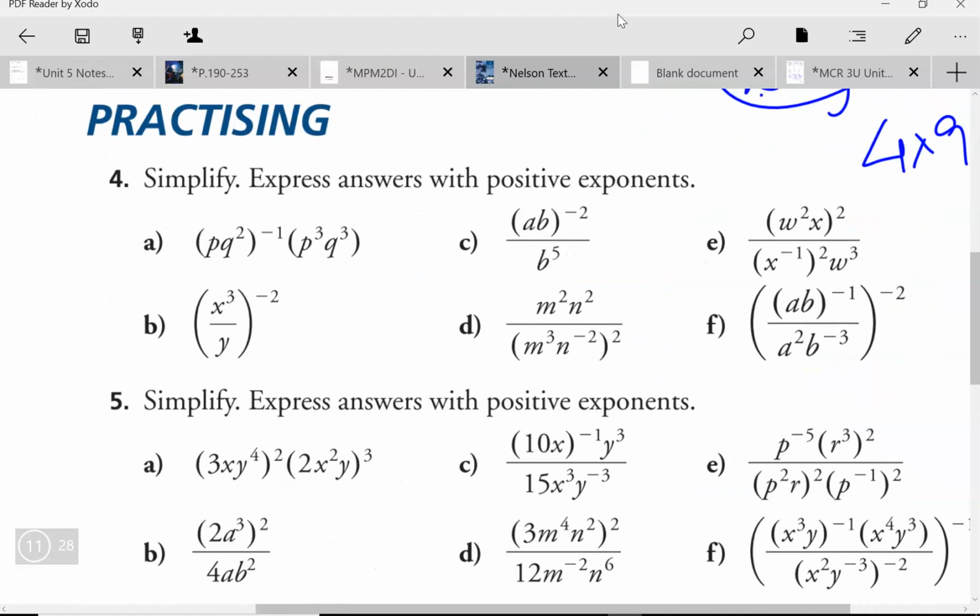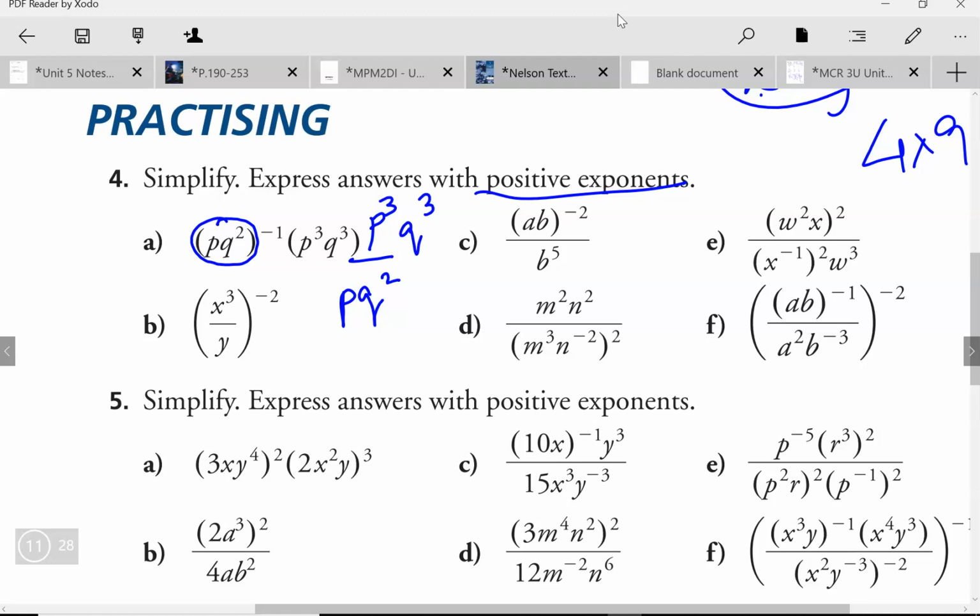Okay, simplify, express answers with positive exponents. So here, first things first, you can think about this in different ways, right? Here I have a base with a negative exponent. I can move that entire base to the denominator and make the exponent positive. And in this case, it disappears, which is nice. And in the numerator, I'm still left with p cubed, q cubed.